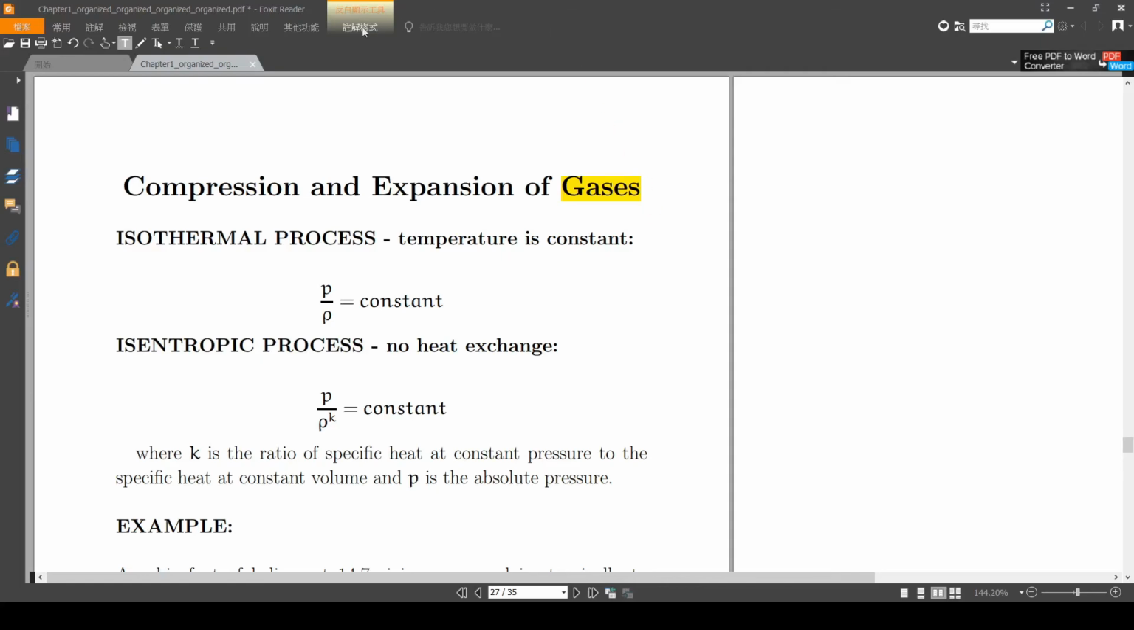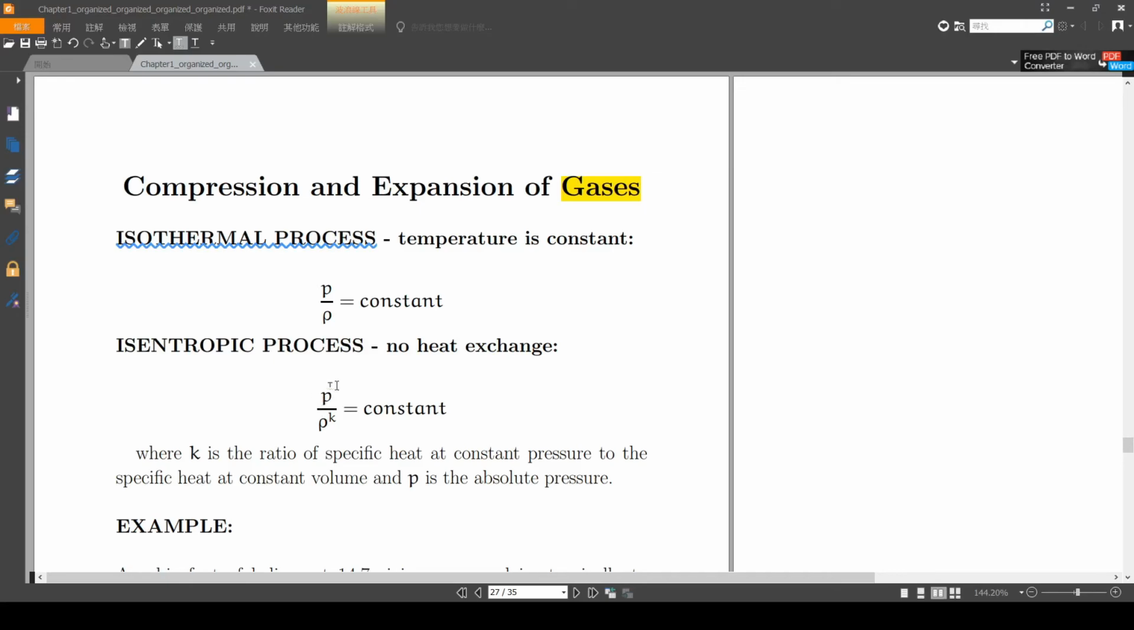And now for gases, for compression and expansion, there are two situations you have to be aware of. The first one is the isothermal process. This process means the temperature is constant. A constant temperature leads to this relationship: the pressure divided by the density is a constant. And the second situation is the isentropic process, which means there is no heat exchange in these circumstances.